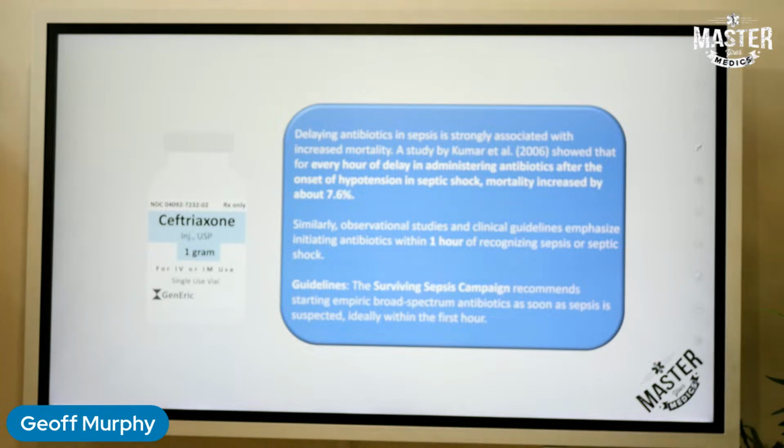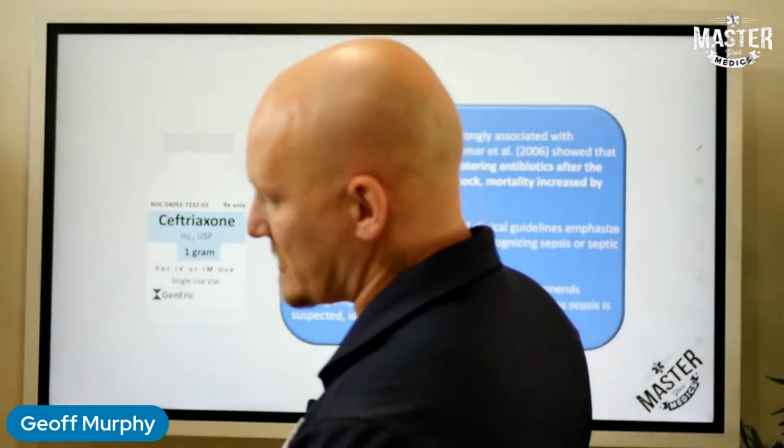Okay. That being said, if you do have antibiotics on your ambulance, this is the patient that this should be used for. When you identify sepsis, the earlier antibiotics are used, the better chance this patient has. Now, I know a lot of EMS does not have it, but if you do, this is the patient that you use it on.